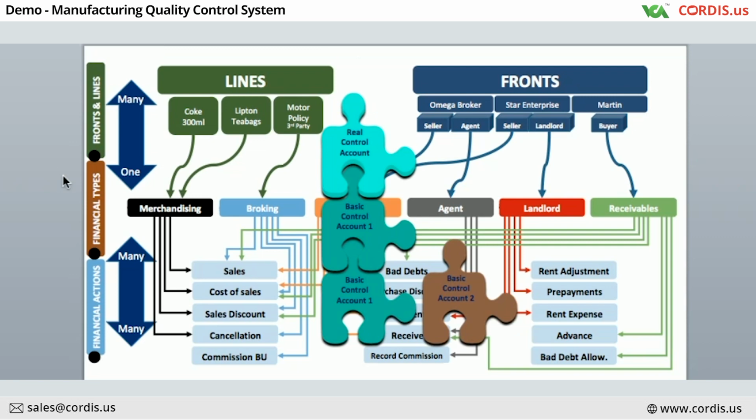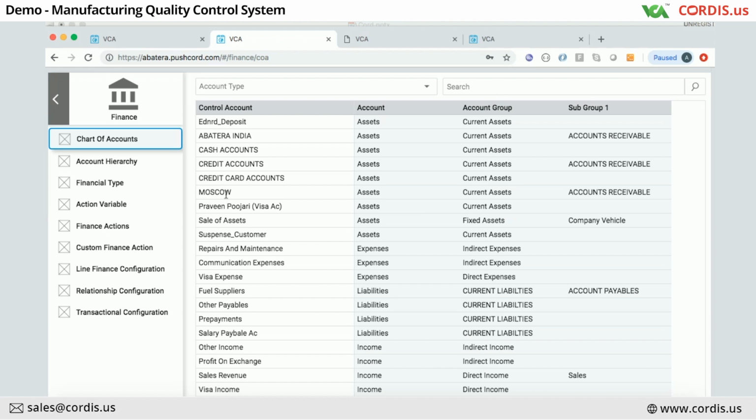Since you have already defined your lines and fronts, your whole accounting system is going to revolve around this, right? You have relationships through which you connect with different individuals and businesses, so accounts are going to be impacted from the fronts perspective, and then you do transactions on your goods and services, so the accounts are impacted from the lines perspective. How we built it was that you will define your control accounts, right?